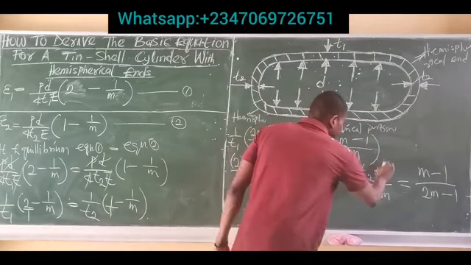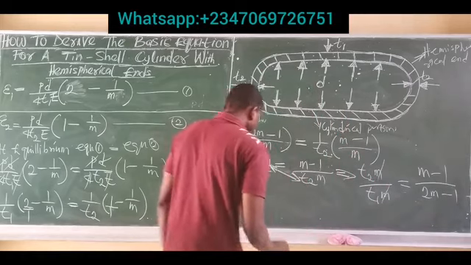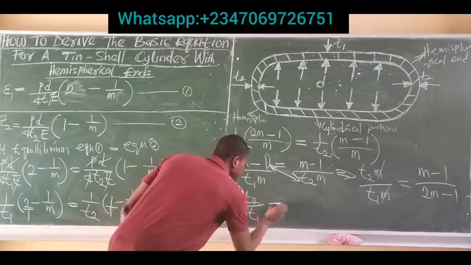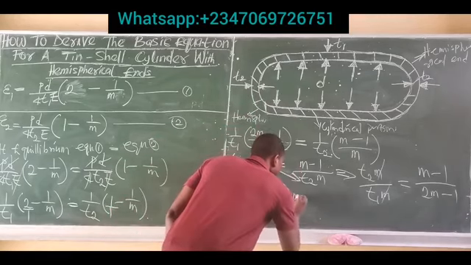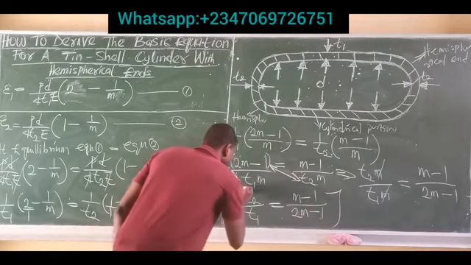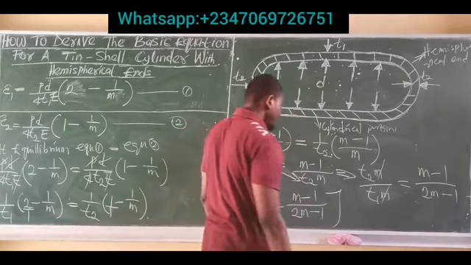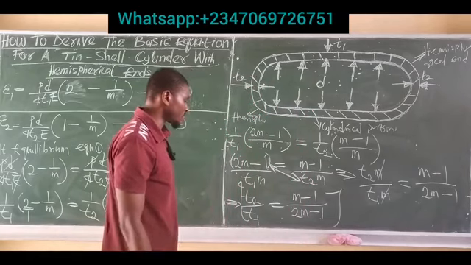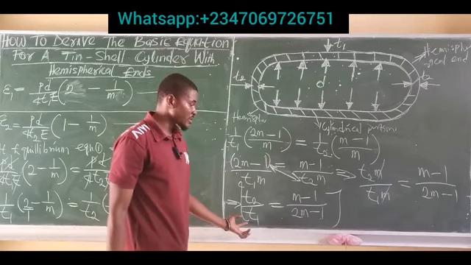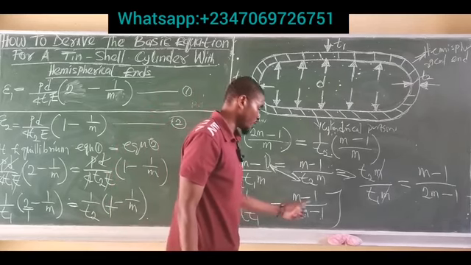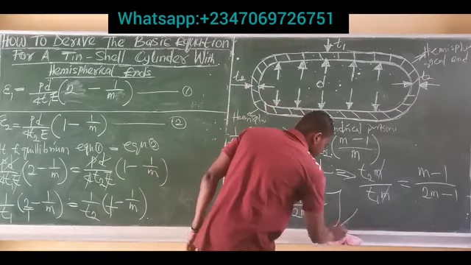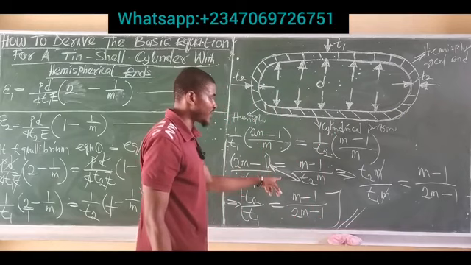So from here, m cancels m. This simply implies that T2 all over T1 is equal to m minus 1 all over 2m minus 1. And this is the basic equation for a thin shell cylinder with hemispherical ends. The thickness of the hemispherical portion divided by the thickness of the cylindrical portion is equal to the Poisson ratio minus 1 all over 2 times the Poisson ratio minus 1. And you have this.